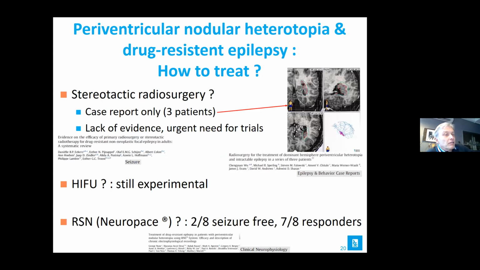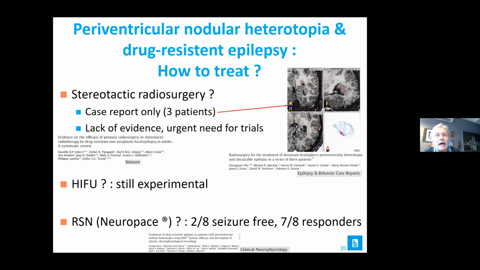What about miscellaneous techniques, starting with stereotactic radiosurgery? To my mind, the question of applying stereotactic radiosurgery on heterotopia belongs to the vast question of what about stereotactic radiosurgery on non-neoplastic epileptogenic lesions? And I must say it is a daily question in our practice, in our staff meetings. What about stereotactic radiosurgery on focal cortical dysplasia, on heterotopia? In my head, at least, it is not clear.